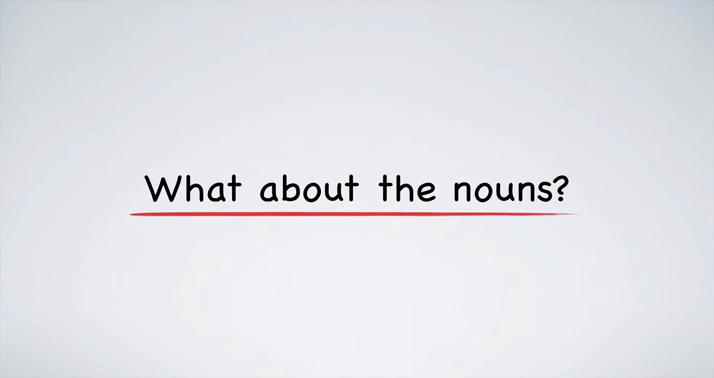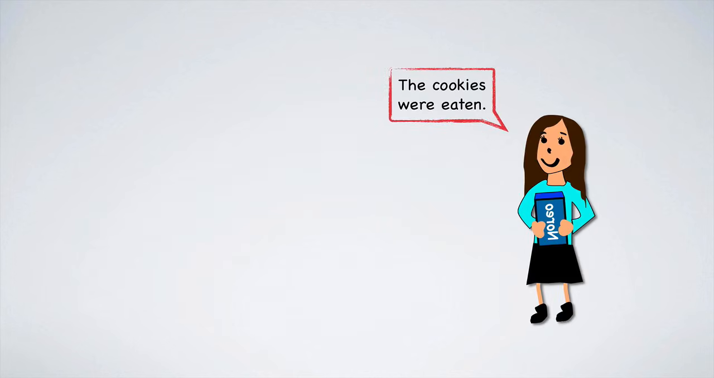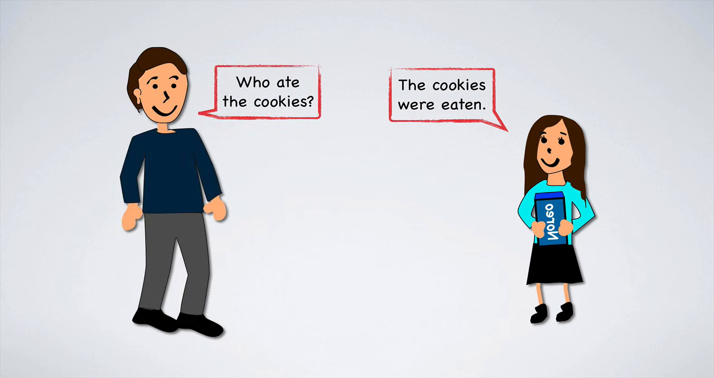So that's what we do with the verb. But wait a minute. What about the nouns? Before we consider what to do with the nouns, let's review the example. The cookies were eaten. Who ate the cookies?